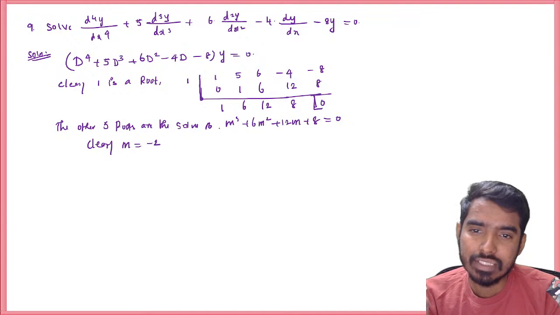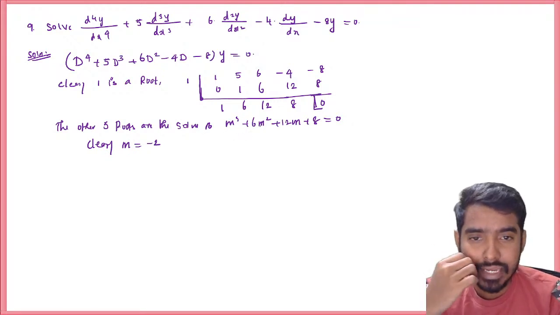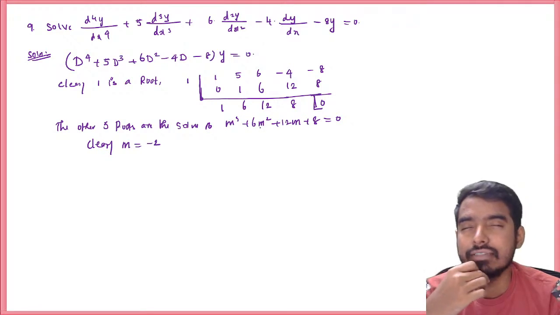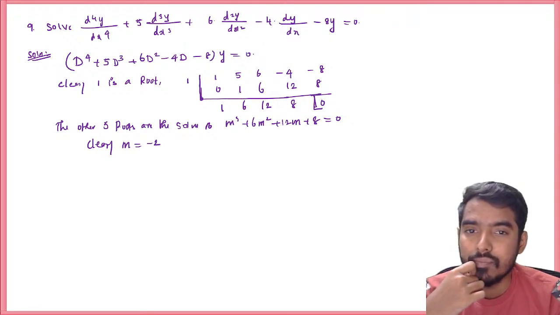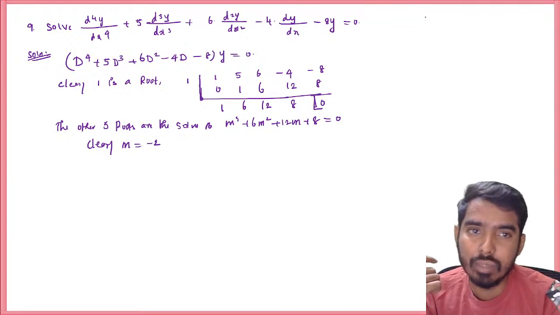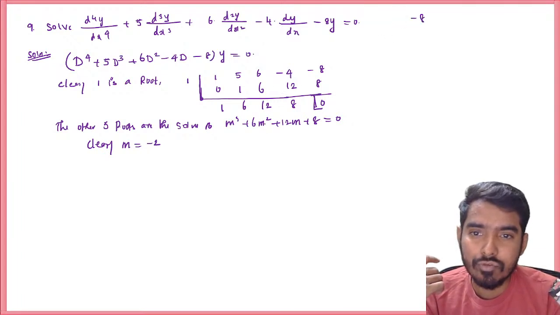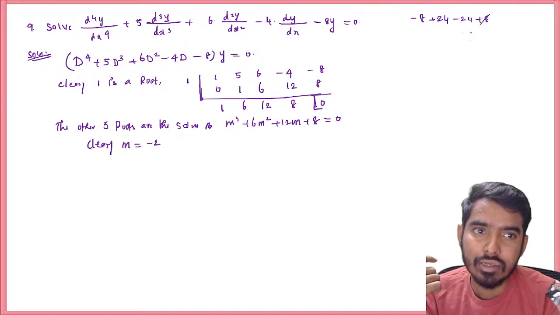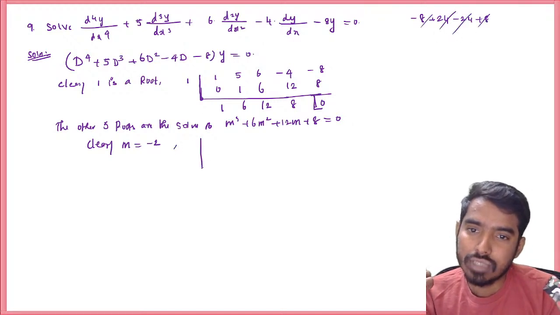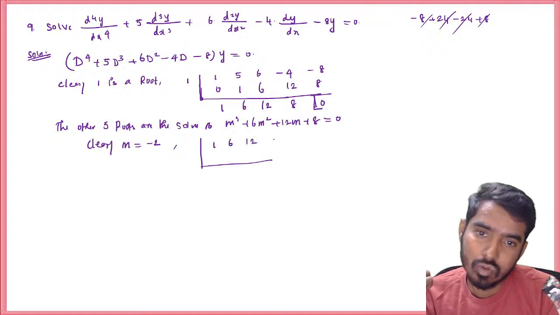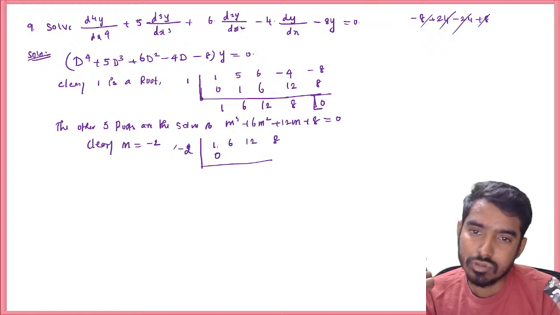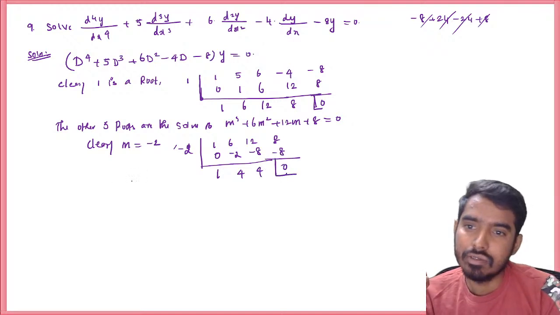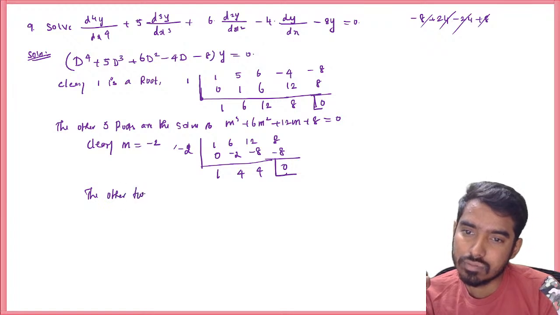If you put m is equal to minus 2 here, we have minus 8 plus 24 minus 24 plus 8, which is 0, so you can see it is a root. The other two roots are found by synthetic division: 1, 6, 12, 8 with minus 2 gives 1, 4, 4, 0.